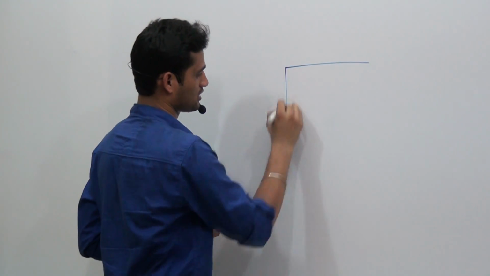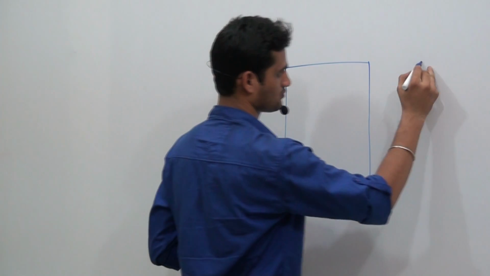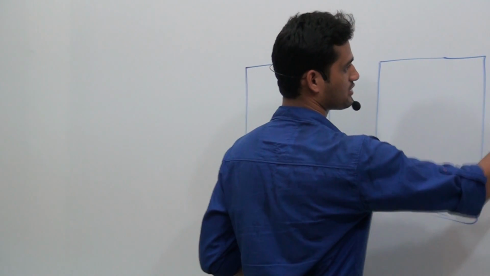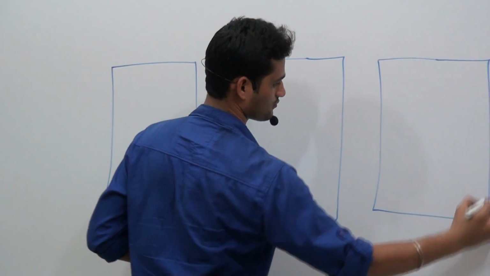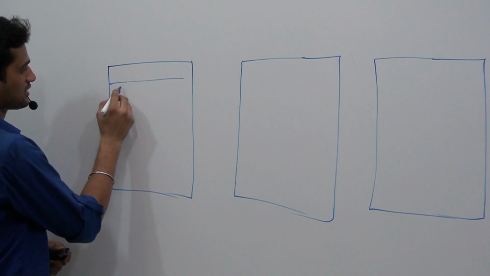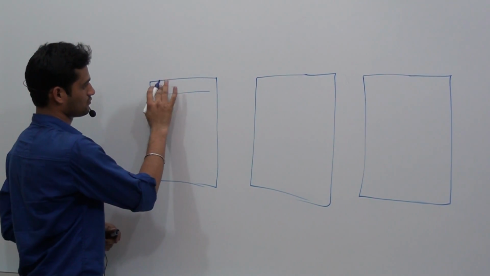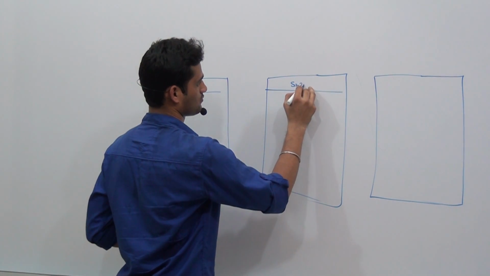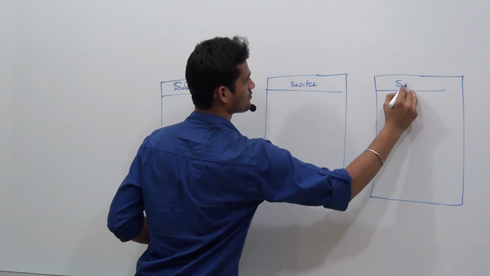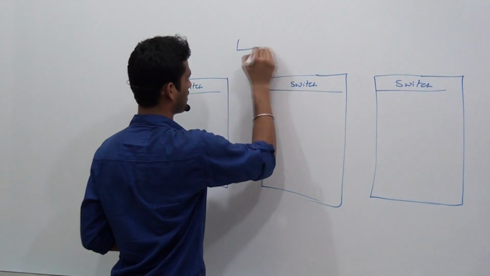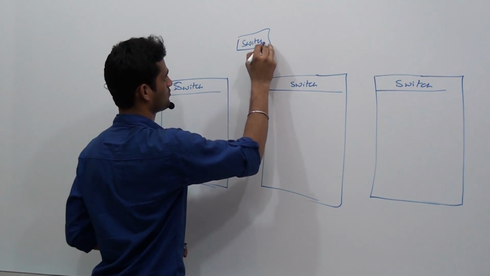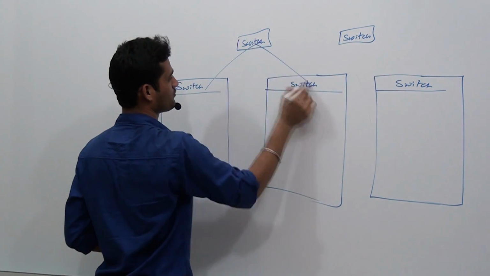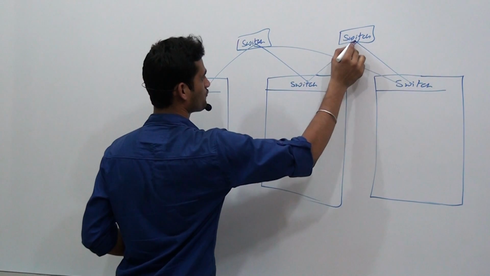See, you are having a rack. Here also you are having one rack, and here also you are having another rack. In each rack you will be having switches. Here also you will be having some switch, here also you will be having some switch. So each and every rack can talk to each other because of these switches.